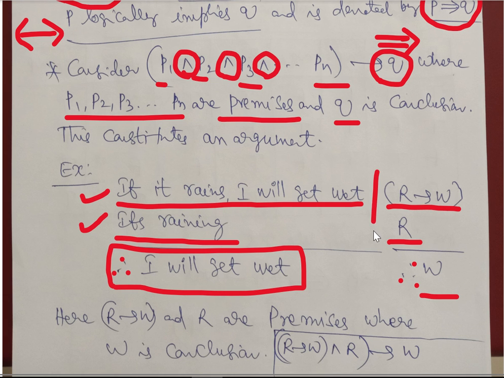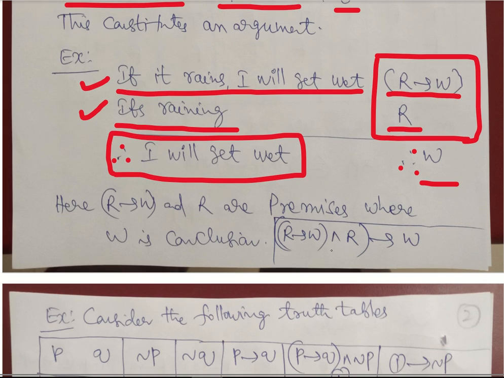So here, as far as the rules of inference concept is concerned, these two statements, R implies W and R, are two arguments. If you represent them in the form of logical implication, this is how we are going to represent it. R implies W is one statement, and just now we have discussed that all arguments are ANDed together, and R. These two arguments put together will give a conclusion called W.